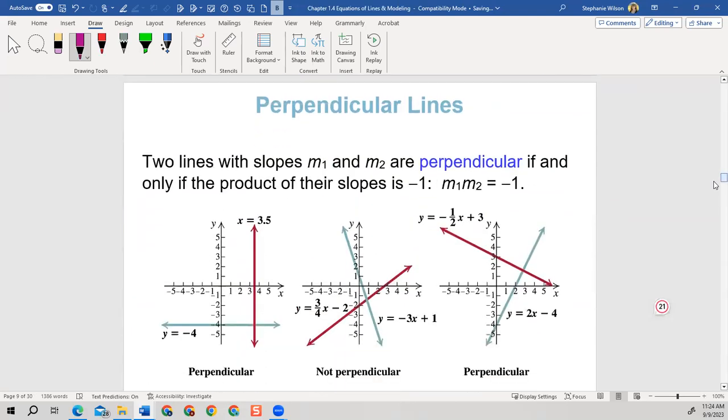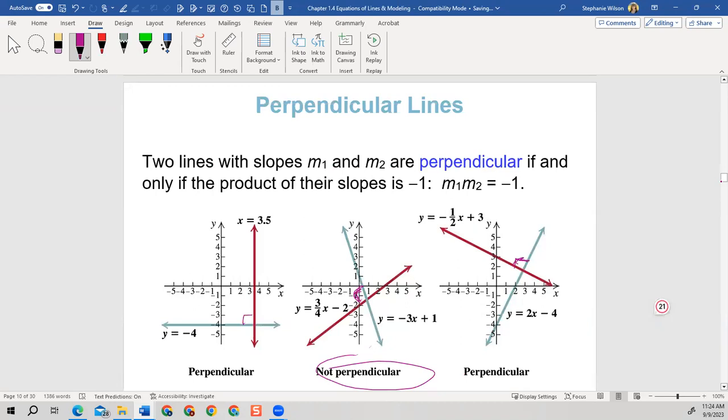Perpendicular lines, though, are different. They're not parallel, but they have 90-degree angles between them. Whoops, this one here does not. I was trying to draw it and it didn't come out right. So this here is not perpendicular. So it's neither parallel nor perpendicular. This is. So the two end graphs here are perpendicular.